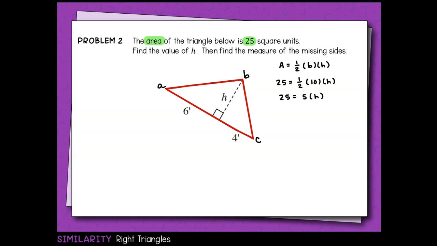And we know the product of 5 and 5 gives 25, so the height of this particular triangle must be 5. I'm going to go ahead and add that to our figure. So we've found the value of h. Now let's see how we can tackle those missing sides.